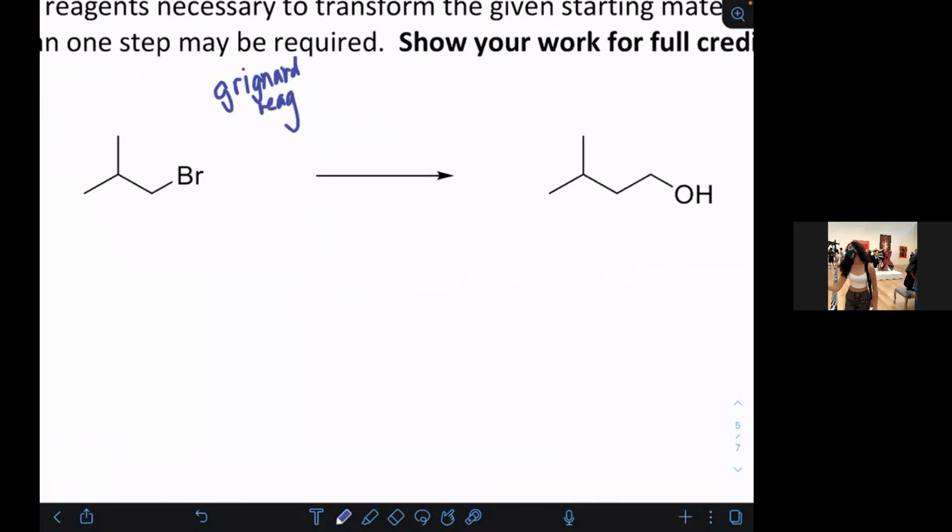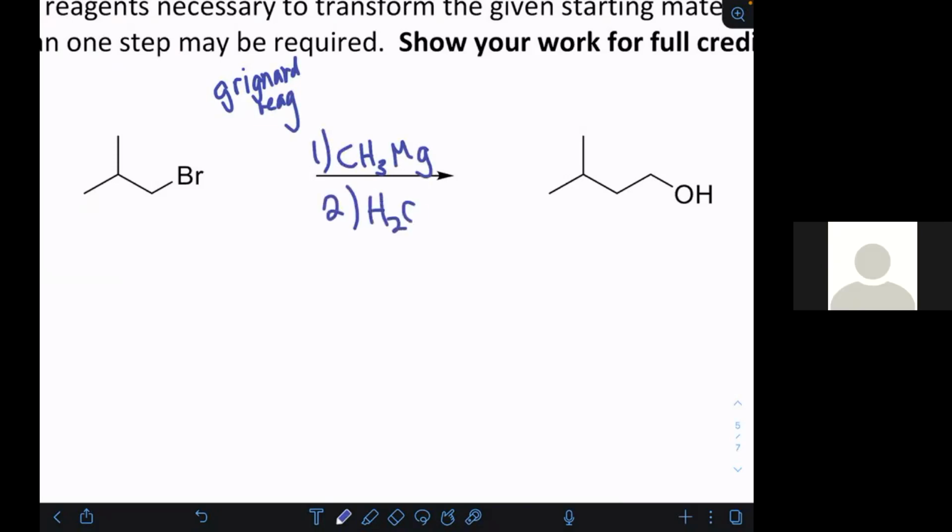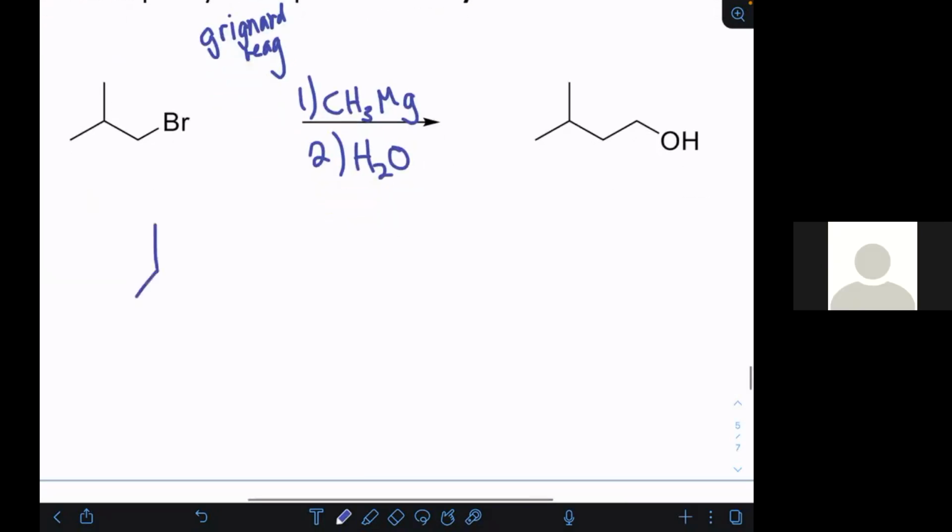Okay, so then if we were to do that, I think it would just be CH3 Mg, 1 and 2, and then water. I think it's just Mg, no? You're right, I think it's CH3. No, I think it does have to be attached to something, because we're also adding basically this. You're adding an extra carbon.